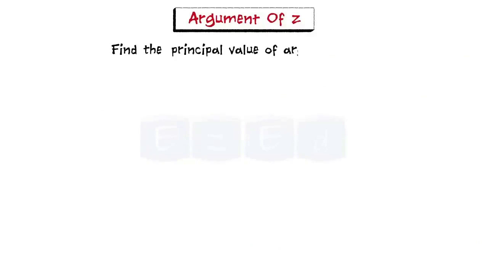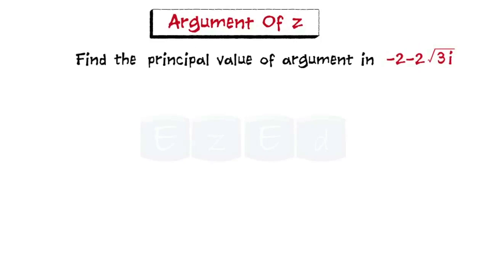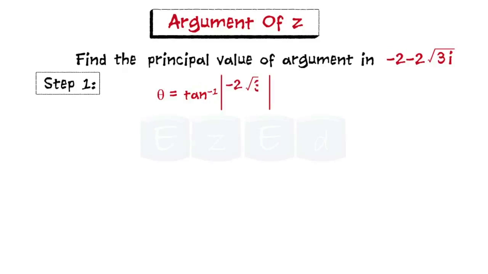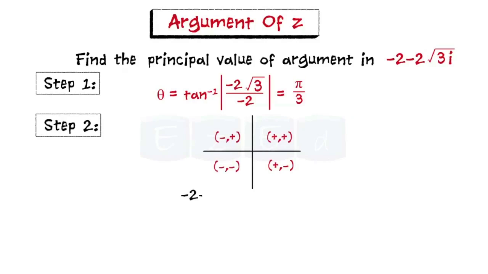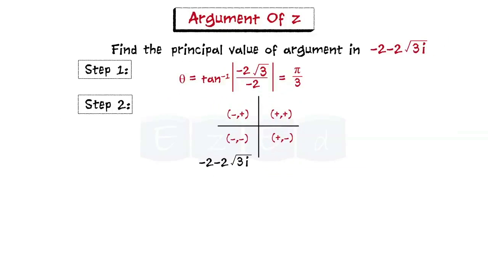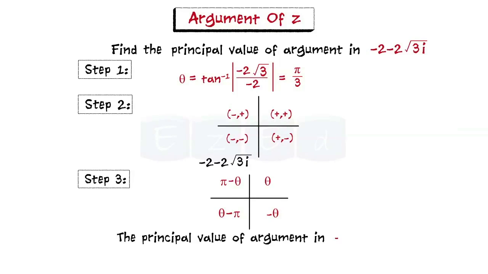Let us find the principal value of argument in minus 2 times square root of 3 times i. First, find theta by calculating tan inverse of absolute value of minus 2 times square root 3 over minus 2. This is equal to pi by 3. Next, check the quadrant. Minus 2 times square root of 3i lies in the third quadrant.